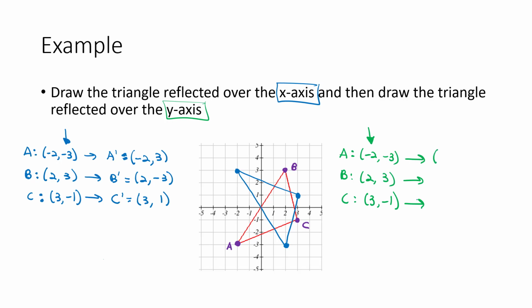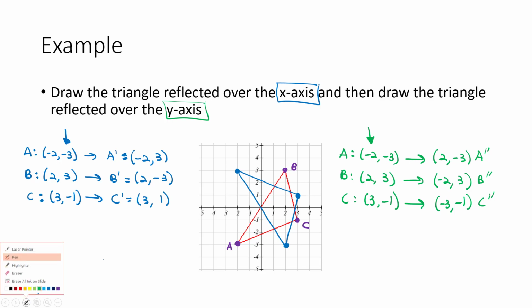So now A, the x changes to +2, and the y stays -3. For B, the x changes to -2, and the y stays at 3. For C, the x changes to -3, and the y stays at -1. And now I've got my new A prime, B prime, and C prime points. I'm going to call these prime prime because it's the second change. That way we don't get them confused.